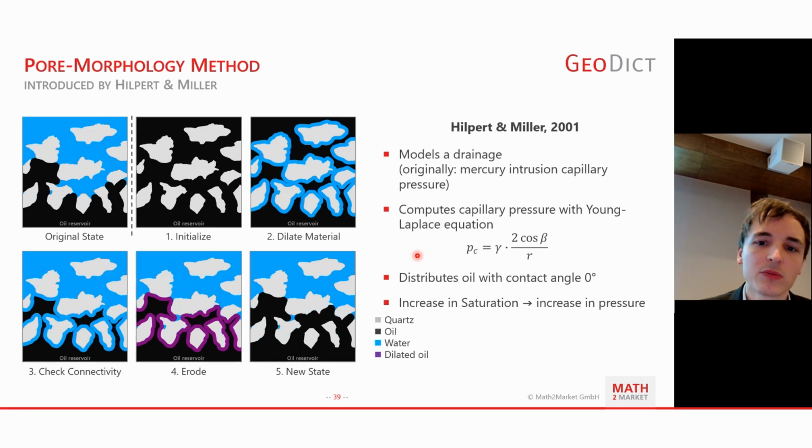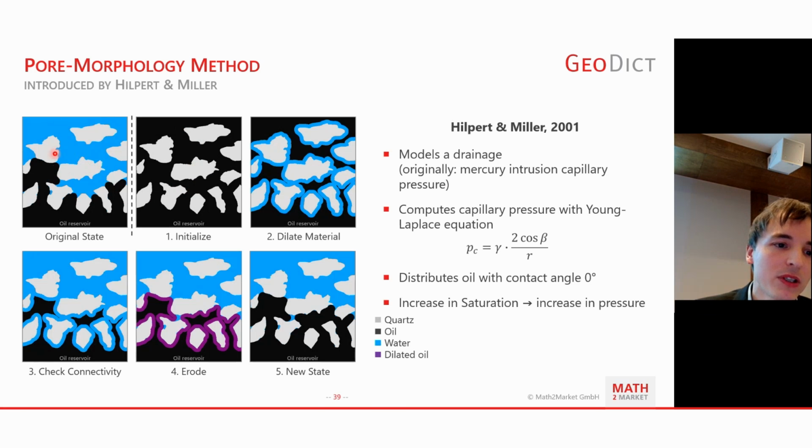Our pore morphology method we are using in GeoDict is based on the Hilpert and Miller method that was invented in 2001. And we compute the capillary pressure by using the Young-Laplace equation or the Washburn equation that is also commonly used in the oil and gas industry. In the beginning, we could only distribute oil with a contact angle of 0 degrees, which has nothing to do with reality. But based on the pressure, the prediction was quite, let's say, more or less correct.